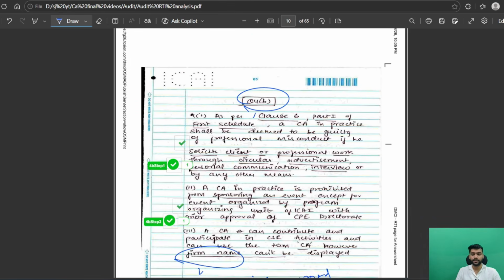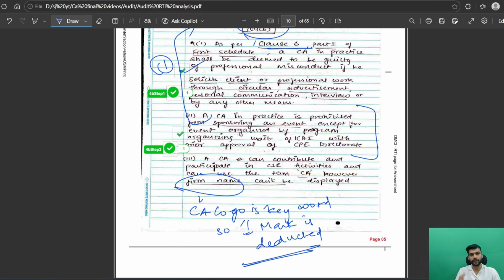Question number 4B. This is a professional ethics question. Clause 6, Part 1, Schedule 1. This is correct. So for this entire paragraph, there is 1 mark. If you write the clause, you get 1 mark. Second, the continuation to that clause, you have to write that. So I have written that a CA in practice is prohibited from sponsoring an event. That is it. Prohibited from sponsoring event, I received 1 mark.